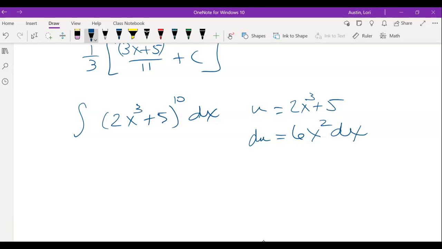6x squared. The 6 is fine. I can put the 6 in there, but what can I put in there? There's no x squared. You cannot use this rule if you can't manipulate it in a way to get that derivative of u. Okay? You're not going to get that in a homework problem, but I want you to see that. Okay? This has to be done a completely different way that you are not anywhere near learning. Okay? It gets way more complicated.